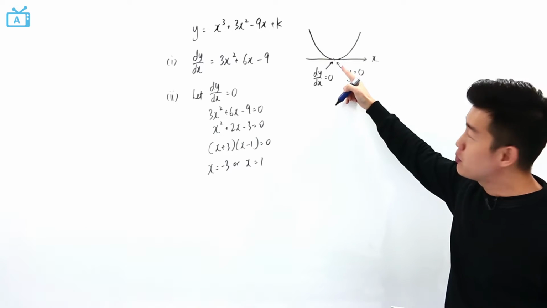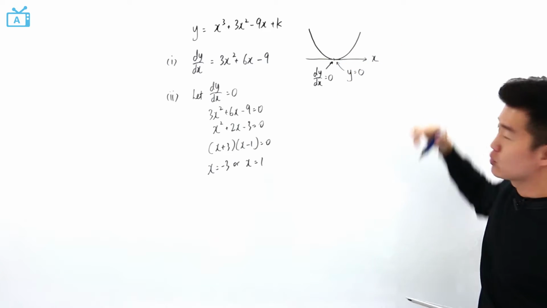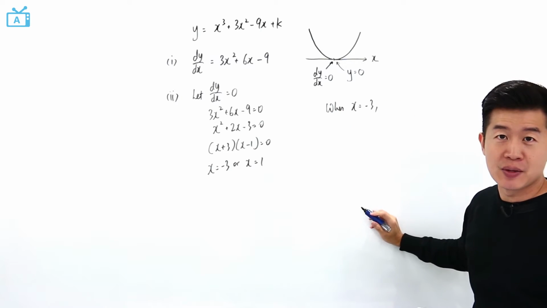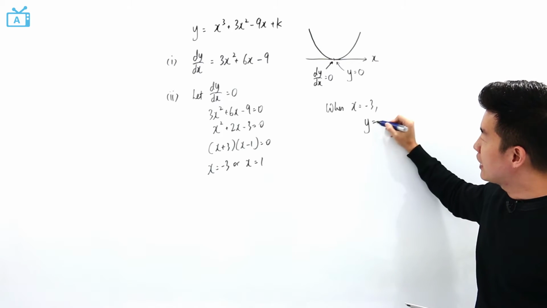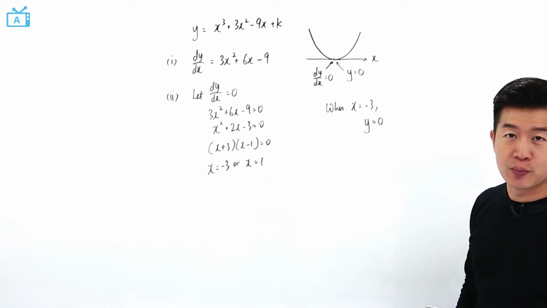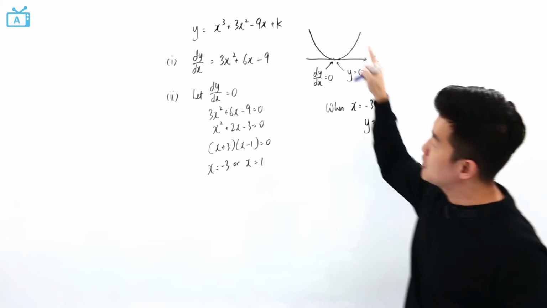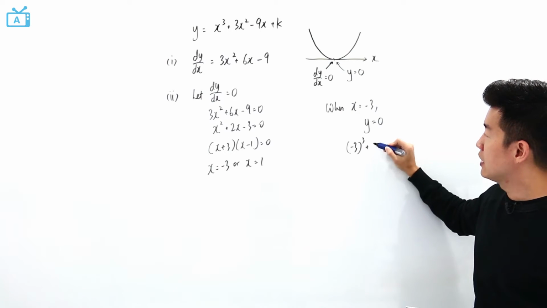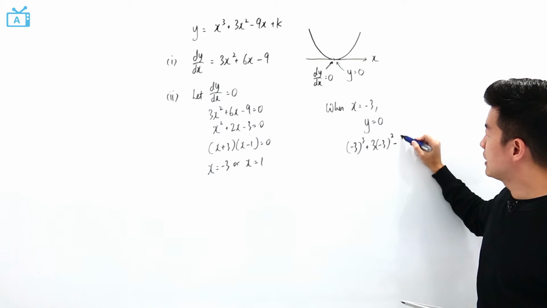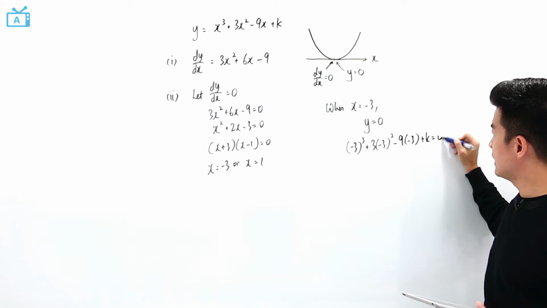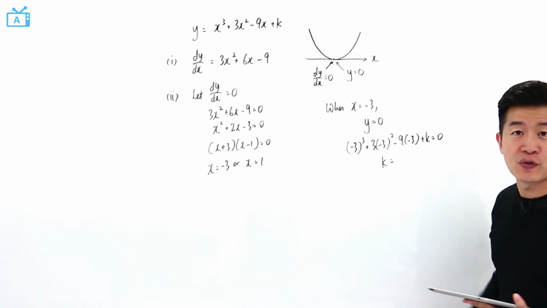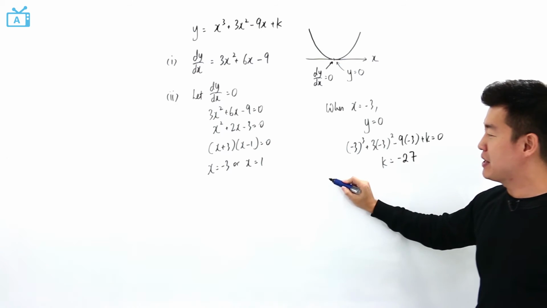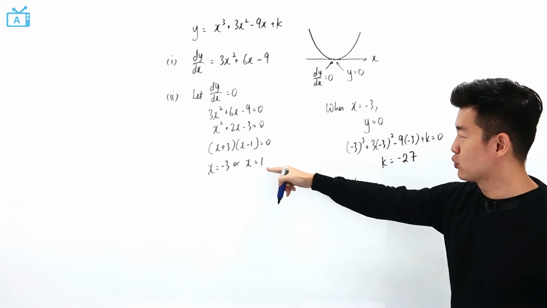Which means that I know there are two possible points where the curve is tangent to the x-axis. One of the points is when x is equal to minus 3. And when x is equal to minus 3, y, according to what we discussed, is equal to 0. So if I were to substitute these two pieces of information back into the original equation, what we have is (minus 3) to the power of 3 plus 3 times (minus 3) squared minus 9 times (minus 3) plus k is equal to 0. And this will allow us to solve for one possible value of k, and that is minus 27. I'm going to repeat the process again when x is equal to 1.